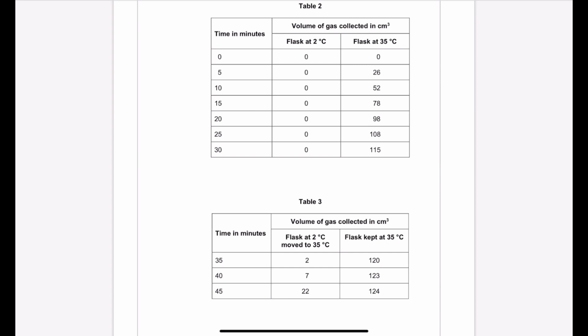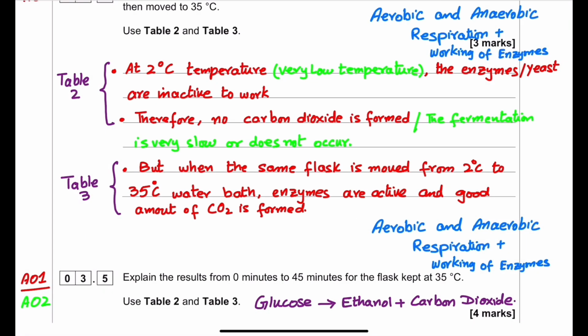Let's see the model answer. The model answer says from table number 2, at 2 degrees Celsius the temperature was very low. The enzymes of the yeast are inactive. Therefore, no carbon dioxide is formed, meaning the fermentation process is very slow or does not occur.